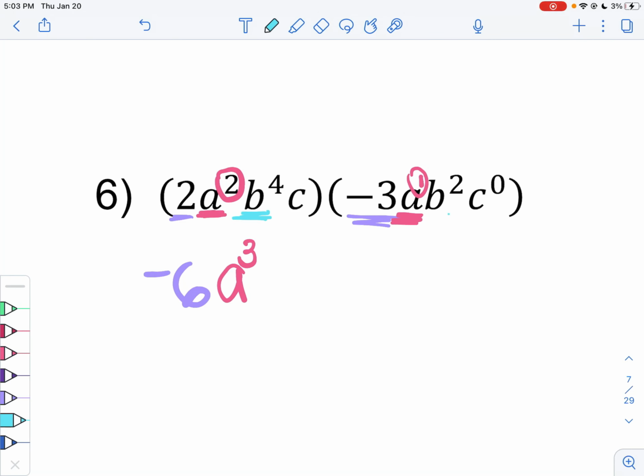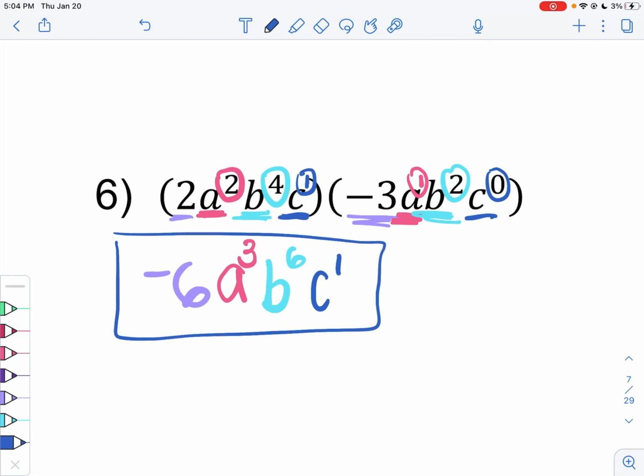Then my b's are like bases. So I have a b. I'm going to add those exponents and get 6. My c's, imaginary exponent is 1. 1 plus 0 is 1. So this is your final answer.